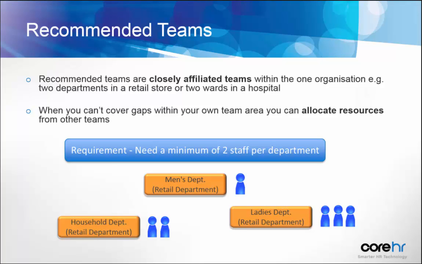If there's a requirement to have a minimum of 2 staff per department, we can see that the men's department is now short 1 person. The recommended team for the men's department is the ladies department, and in this example, resources can be taken from the ladies department and allocated to the men's department to ensure that the minimum staff requirement is met.